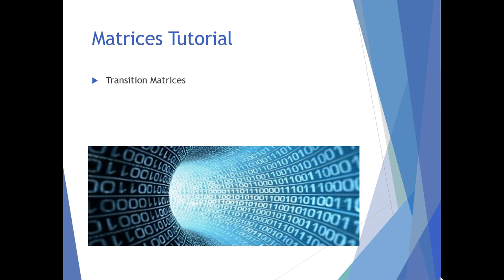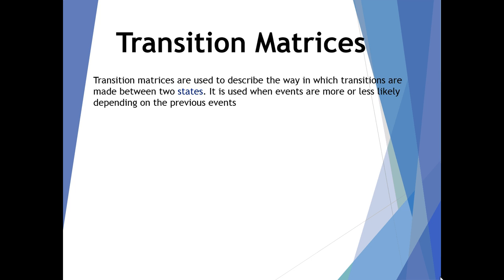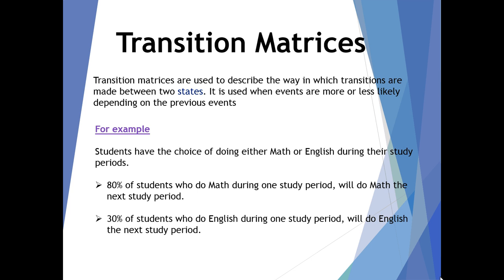In this video we're looking at transition matrices. Transition matrices are used to describe the way in which transitions are made between two states. For example, if it rains today, what's the likelihood it will rain tomorrow? Or, if I read the Herald Sun this weekend, what's the likelihood that I'll read The Age next weekend? Or again, if I shop at Safeway for my weekly groceries, what's the likelihood that I'll shop at Coles next week for my weekly groceries?